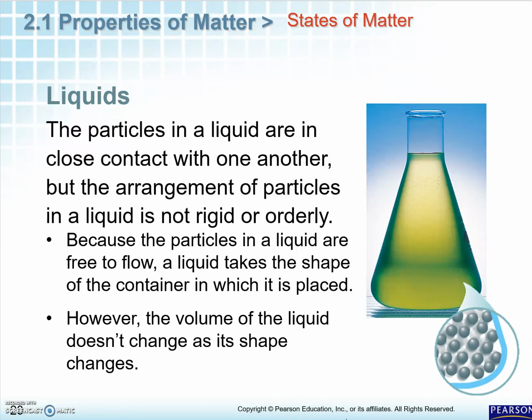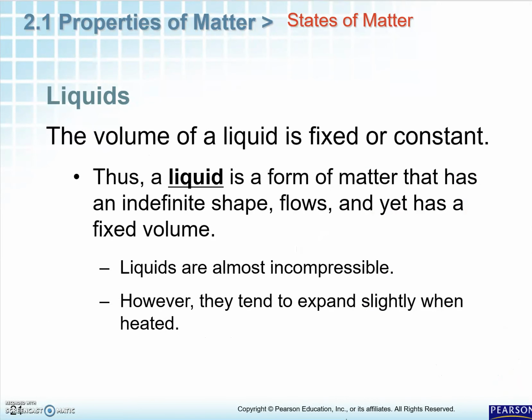However, the volume of liquid doesn't change with the shape. So if you take a beaker full of liquid like this one and pour it into a square glass, it is not going to change the volume or how much there is, because it's just going to fill up until all the liquid is in there. So if I were to pour this into a square beaker, the shape would look different. However, the amount in there would be the same. So the volume of a liquid is fixed, meaning it is not going to change despite where you put it.